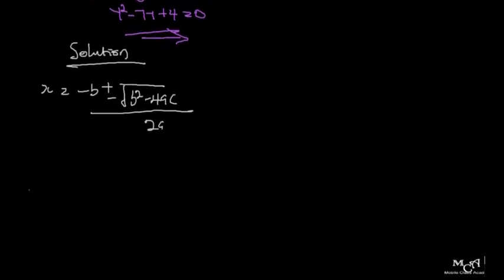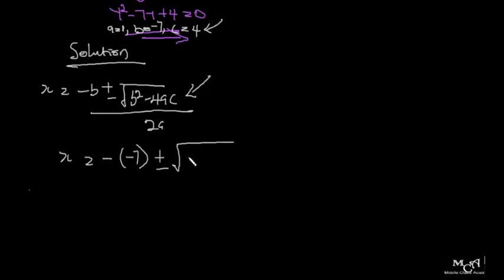From the expression above, remember our a is 1. We don't normally write 1 in front of any expression. So our a is 1, our b is what? Minus 7. And our c is 4. So let's input these values into this expression. Are you with me? Now what will that give us? It's going to give us minus minus 7 plus or minus square root of minus 7 squared minus 4 times, what's our a? 1 times c, 4, all over 2 times 1.